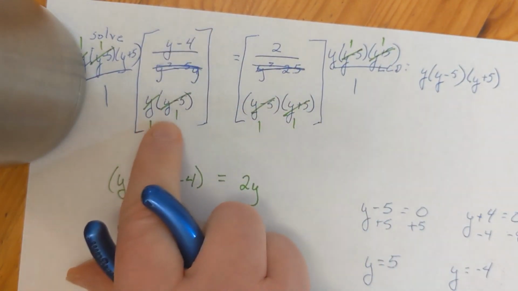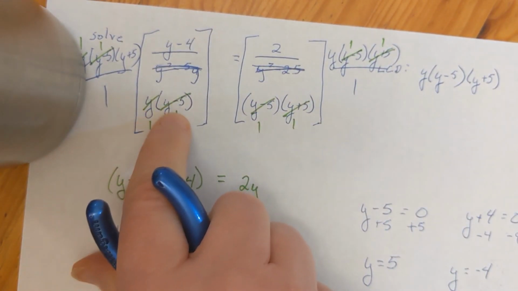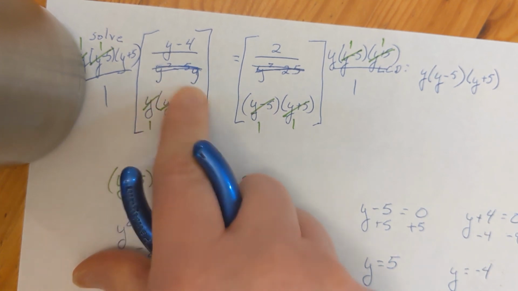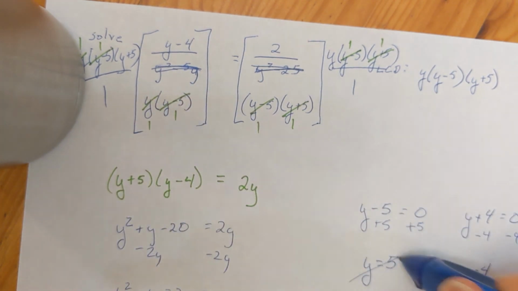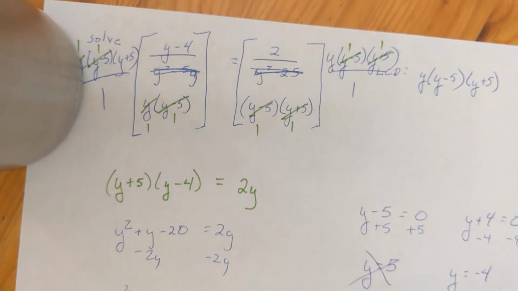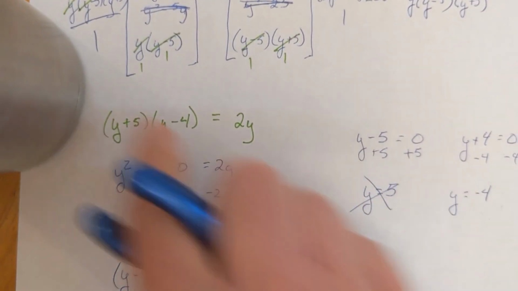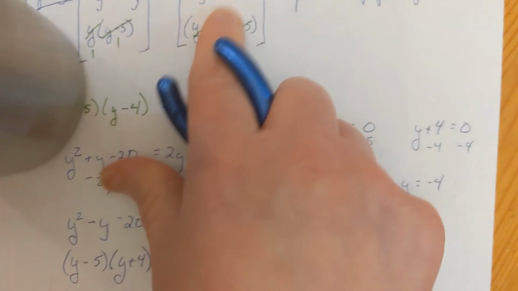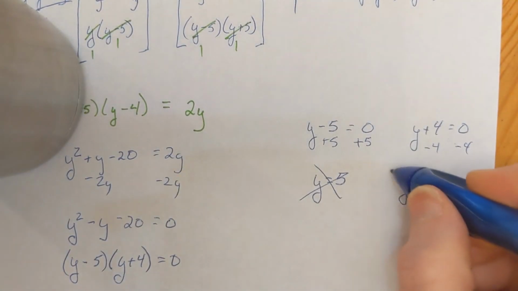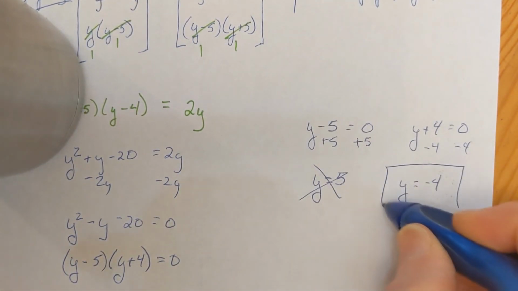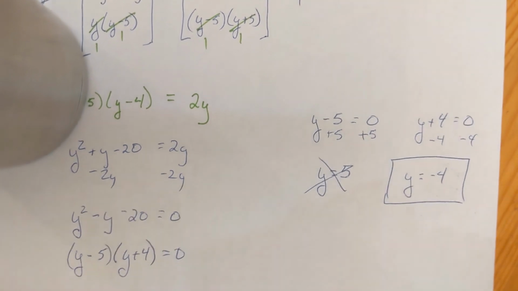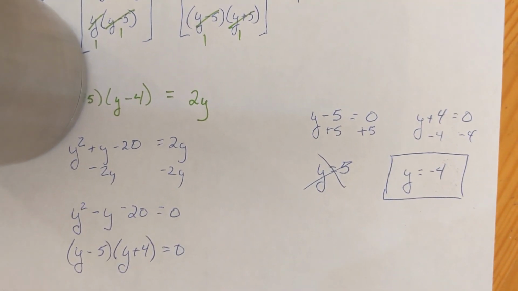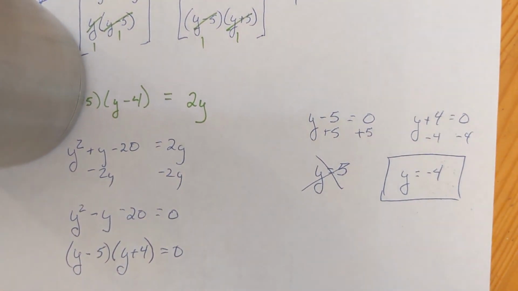So up here, if this y is 5, 5 minus 5 is 0, so 5 does not work. It is extraneous. Negative 4, I put in negative 4, I'm good there. I'm still good all the way around with a negative 4. So y equals negative 4.